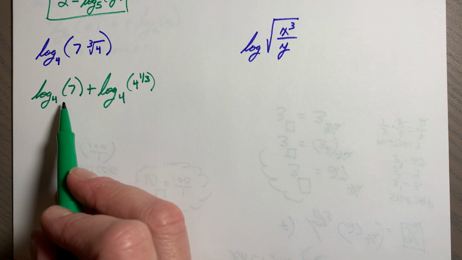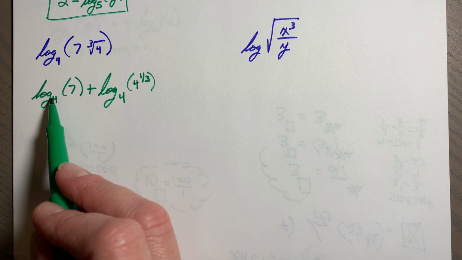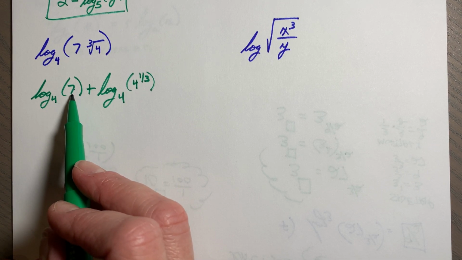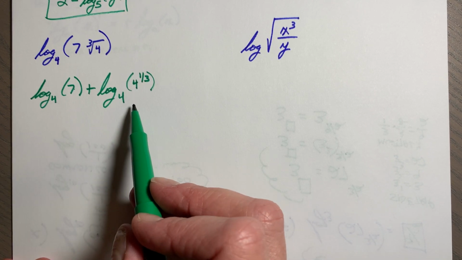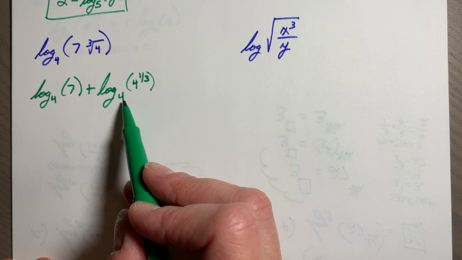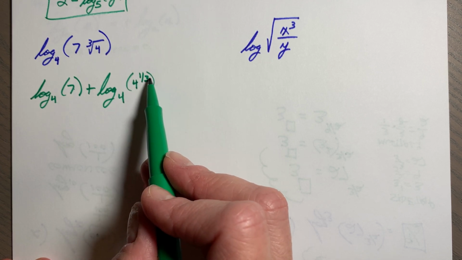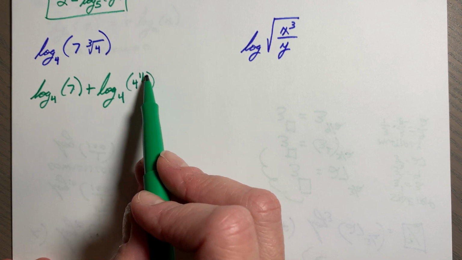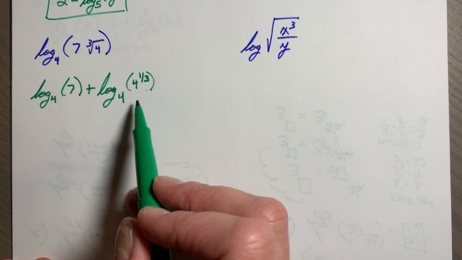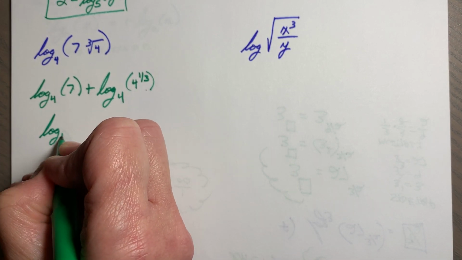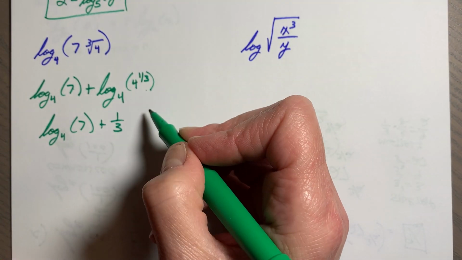So our product property said since we're multiplying, we can change this to the sum of these two separate logs. And let's see, anything we can simplify? Let's see, 4 raised to what power gives me 7? I cannot do that without a calculator. I'm not going to do anything there. How about here? 4 raised to what power gives us 4 to the 1/3? This can be simplified, right? This whole expression represents the exponent on 4 that results in this. So that simplifies to 1/3.